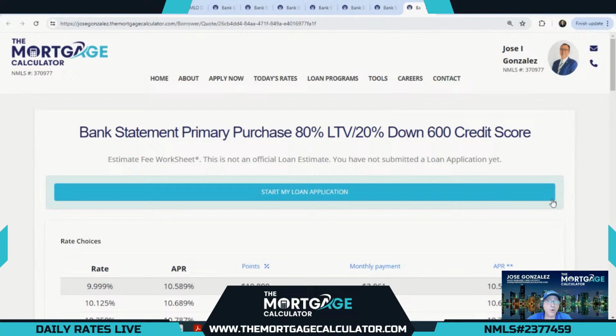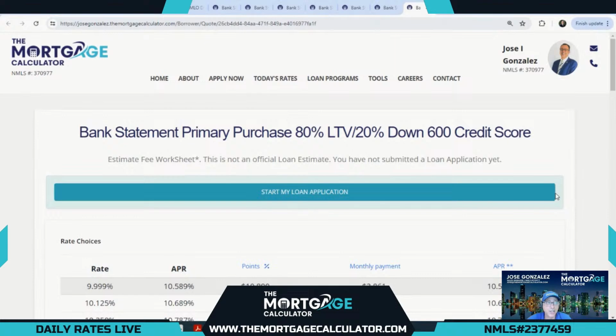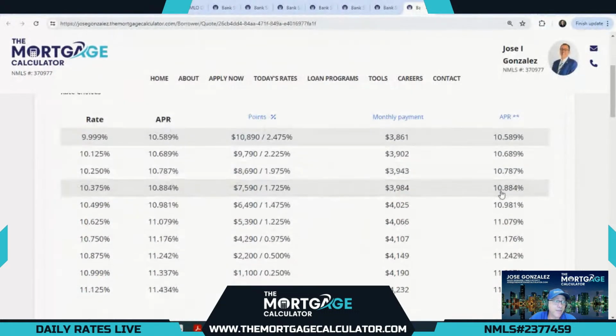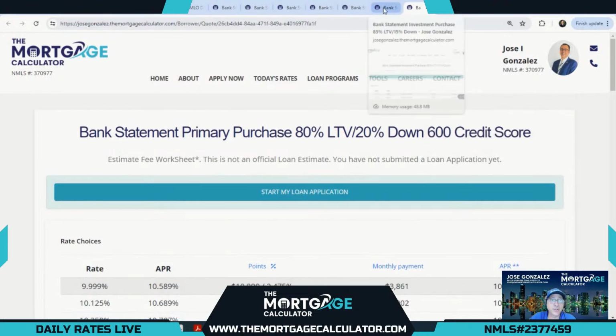And now for our low credit score option, 600 is our low credit score for a bank statement option. And on a primary purchase, great news, we can still attain 80% loan to value, only 20% down for your bank statement option with only a 600 credit score. And we have 11.125 as our lowest cost option at par, and you can buy that down to 9.999 at a cost of 2.475 points. This is for a low credit score purchase with a 600.